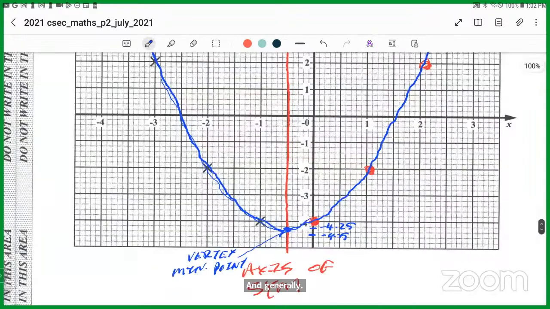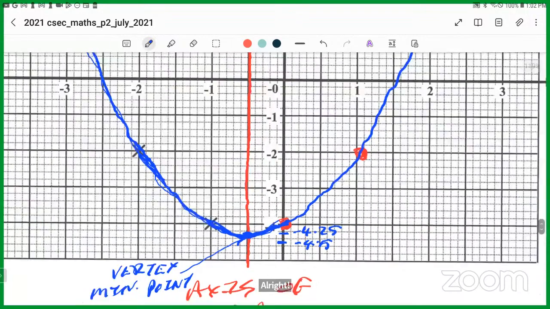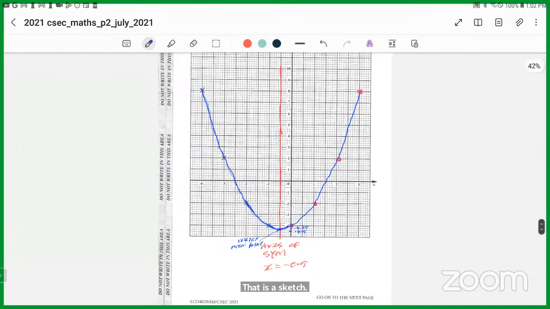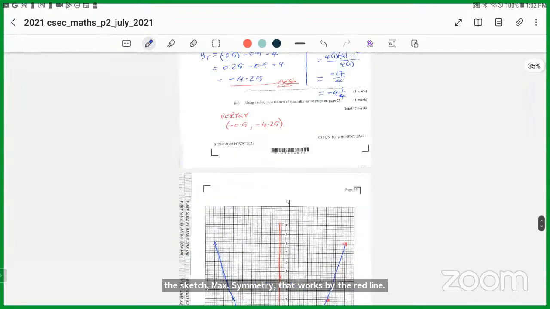The important thing is that you don't come across here with a straight line. Don't do that. You have to make sure that you come down to the vertex, continue the graph down to this vertex point and then go back up. You have to make sure you do that. That is a sketch. And the axis of symmetry is that vertical red line. Anything else to do? Nope, and that is it.